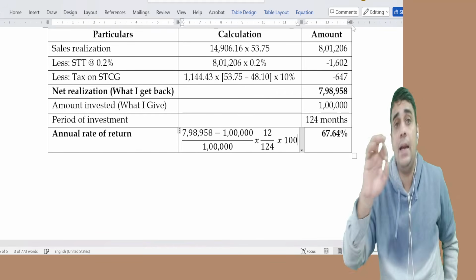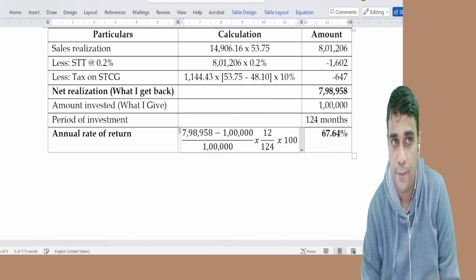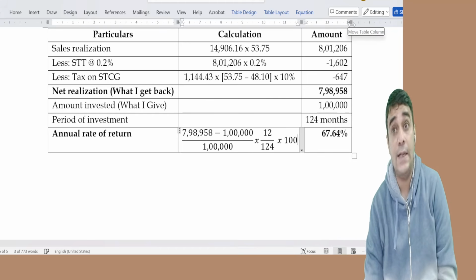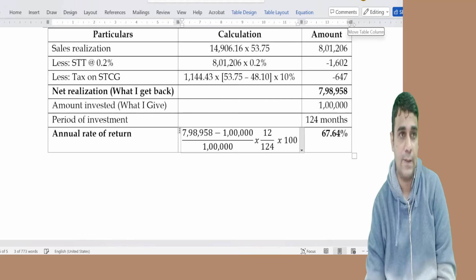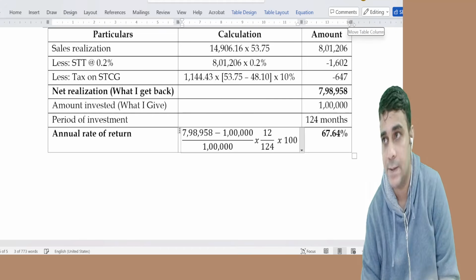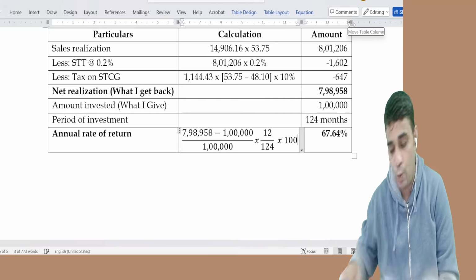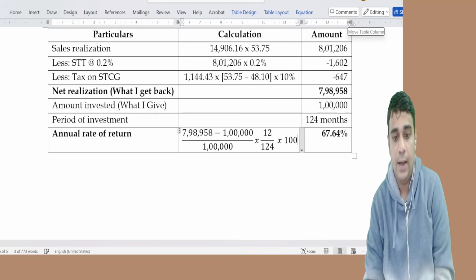In this entire computation, we ignore time value of money. If you consider time value of money, the return could be around 30-40% only. It will not be 67%. If you consider time value of money, the return would be on the lower side. How is that calculated? You will understand as we proceed. Any doubts on this?